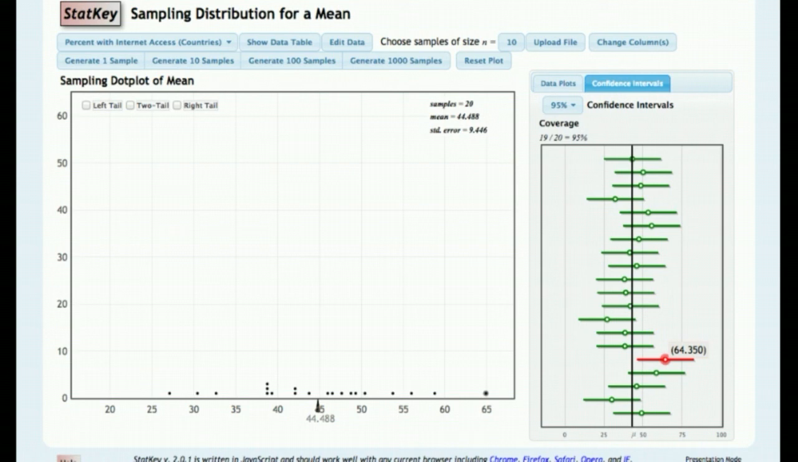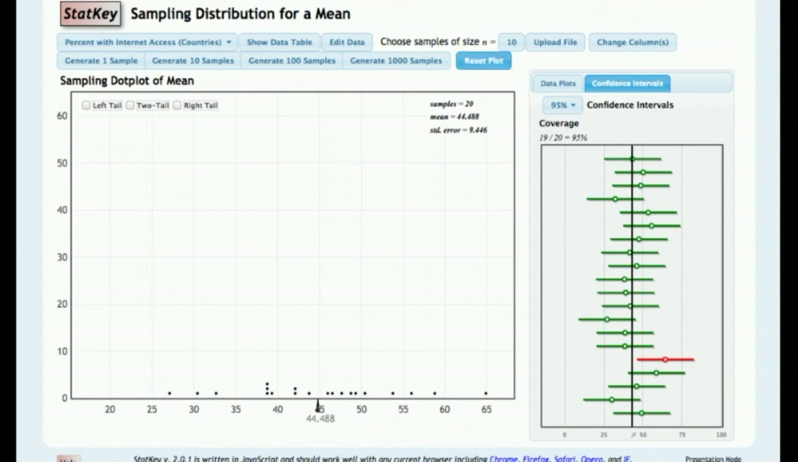It's just one of those cases where by luck of the draw or random chance, you ended up with a sample that was not very representative, that ended up having kind of a lot of large values in it or kind of a lot of smaller values in it. We can also see under coverage up here that it says 19 out of 20 is 95%. So the 95% confidence intervals actually got us exactly 95% in this case.